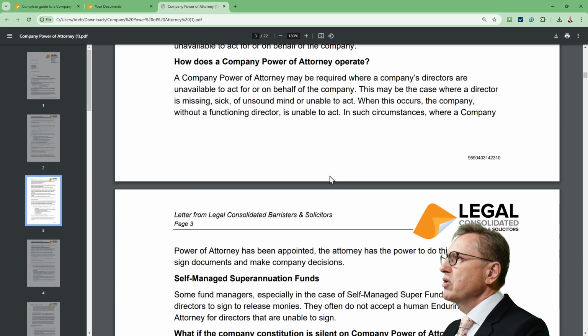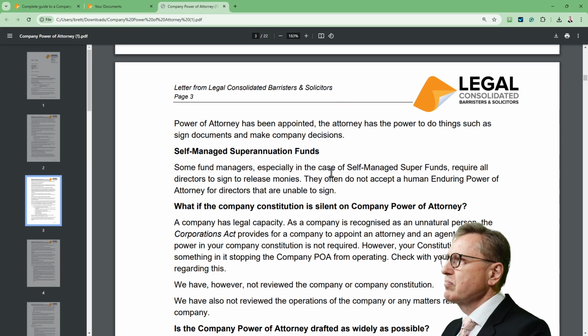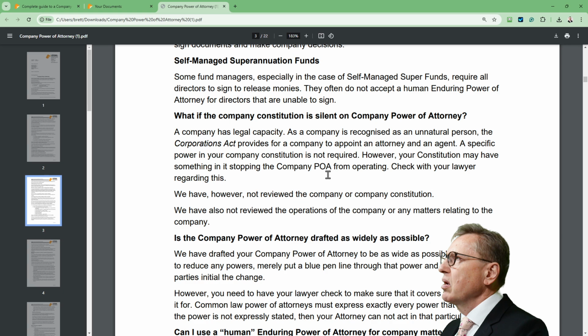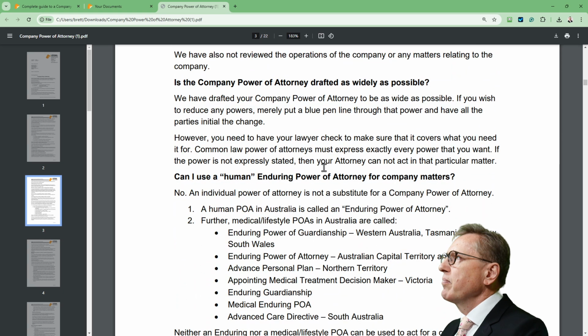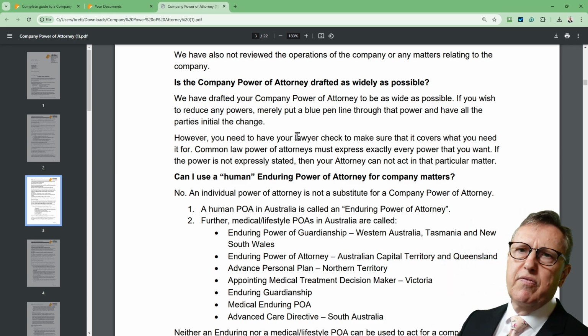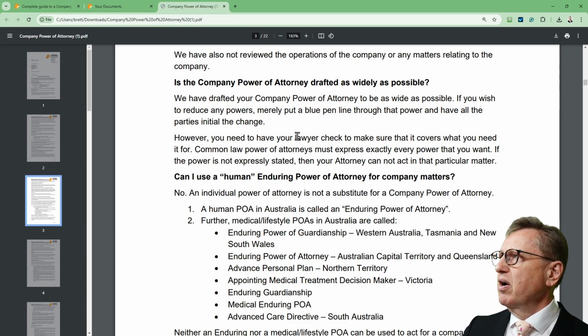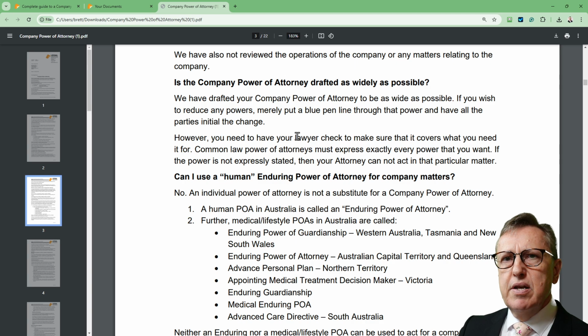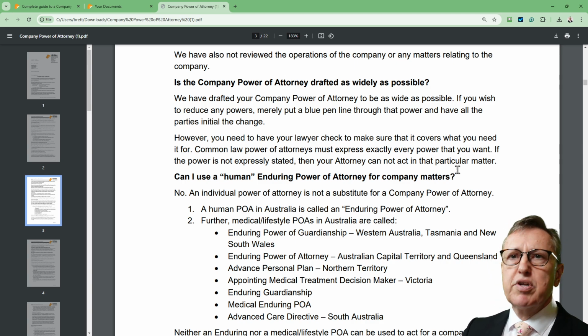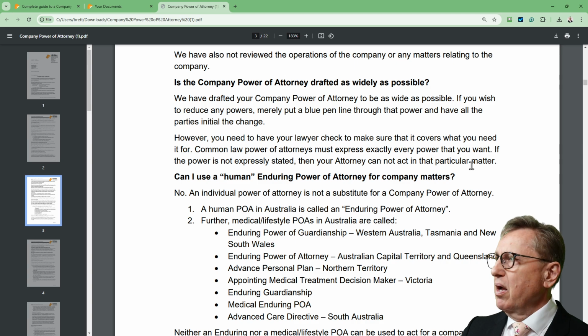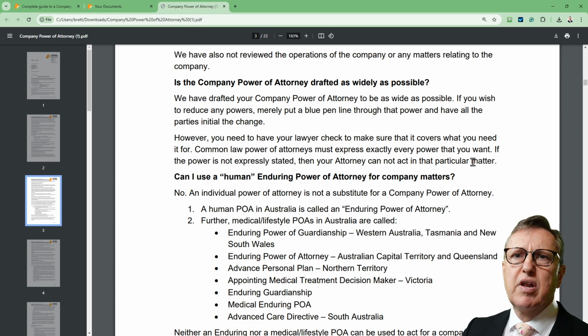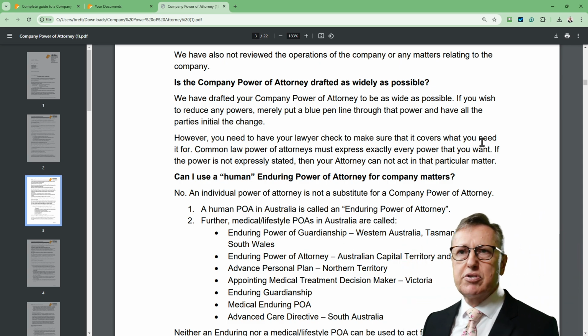How does a power of attorney operate? Is the power of attorney drafted as widely as possible? Yes, we've drafted as widely as possible. If your solicitor, accountant, financial advisor, banker needs to extend it, then email the law firm and we will consider updating our legal documents. But it's been a few years now since we've needed to expand the powers.